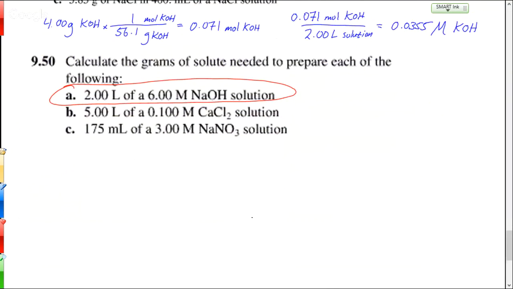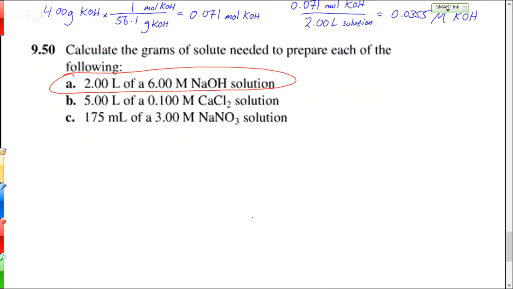So we want 2 liters of a 6 molar NaOH solution. But we want to know how many actual grams of NaOH we should weigh out to make this solution. So to do that, we need to know how many moles we need overall. And this part we can do like a conversion problem. So we can say, all right, we need 2 liters of a 6 molar solution. So a 6 molar solution means that we have 6 moles per each liter.